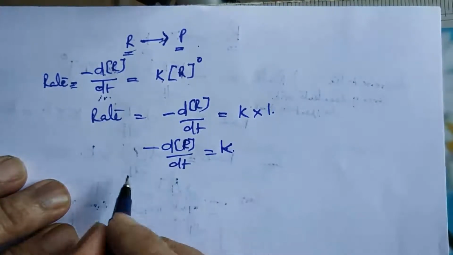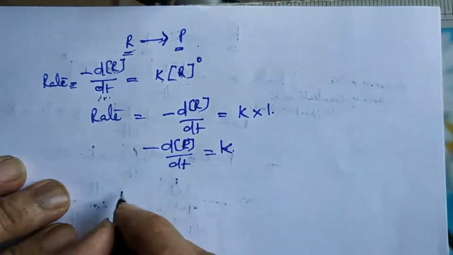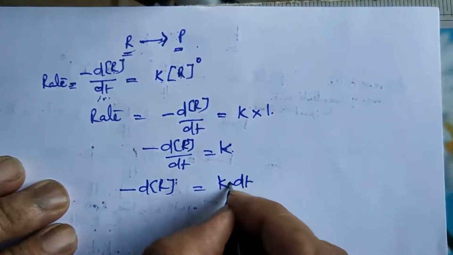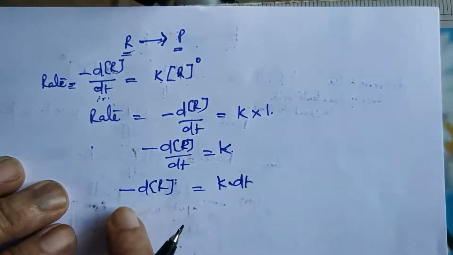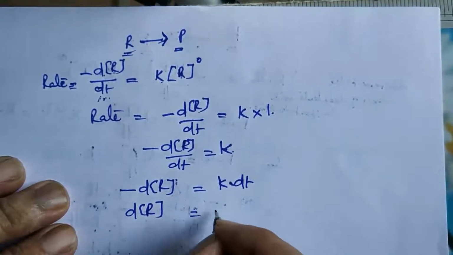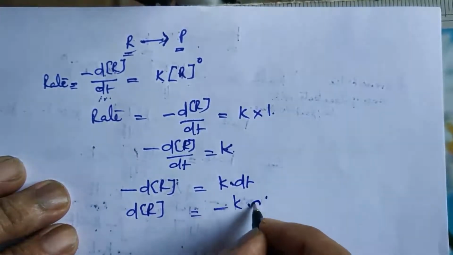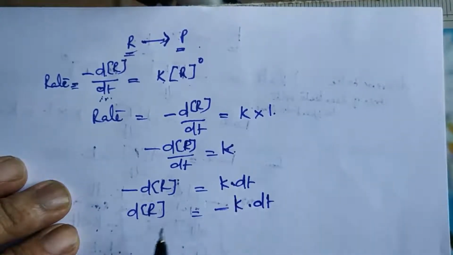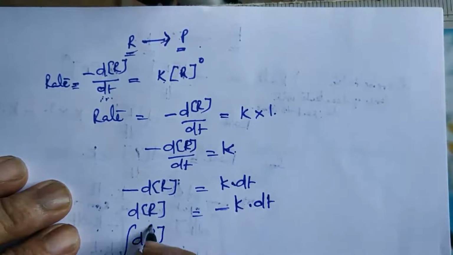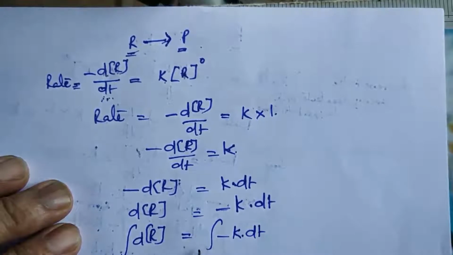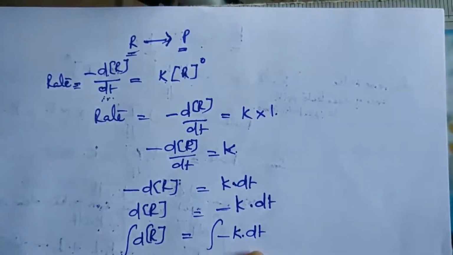So we can rearrange this equation as minus dR is equal to k dt. We will put the negative sign on the other side. So dR is equal to minus k dt. It is in the differential equation form. So to get the normal equation, we will integrate on both the sides. So integral dR is equal to integral minus k dt.